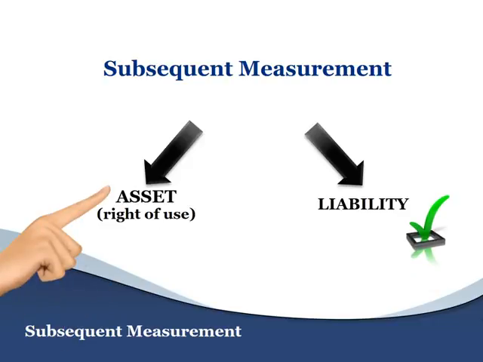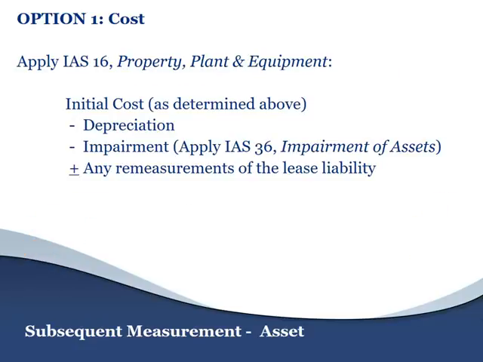On the other side, we've got the right of use asset. So how do we account for that? Well, here the standard says apply IAS 16 on property, plant and equipment. So it says go to IAS 16 and apply the cost option there. Remember how you apply cost? It's easy. Take the initial cost, as we determined earlier, deduct any depreciation from it, deduct any impairment from that, and of course adjust it for any remeasurements of the lease liability.